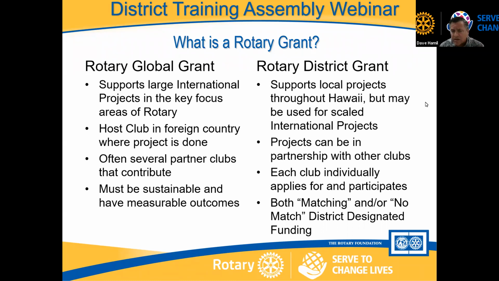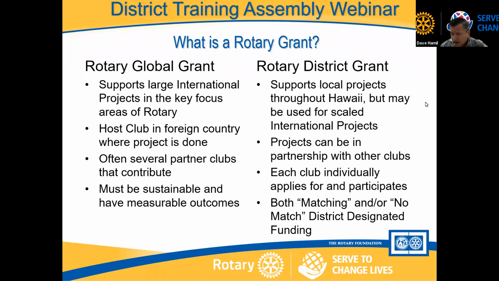So I'm going to be talking mostly about district grants today, but briefly, the global grants, they're large projects. They're international focused. They require a host club in a foreign country, and usually that's where the project is done, so the club can be monitoring what's happening with that. Usually several clubs participate financially in global grants, and they must be sustainable. They must have measurable outcomes. And so they're great to participate in.